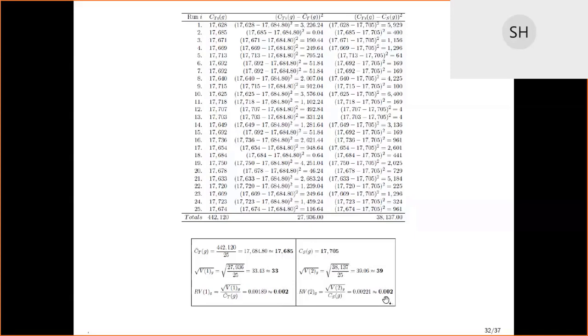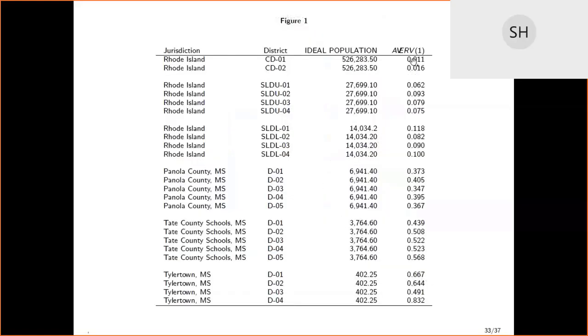So this is just for one demographic group. In each table, we look at 20 different demographic groups. So we take the average of those 20 relative variations, and that's what's reported here in this particular table. So for Rhode Island, there are 2 districts. The population is that size. The average relative variations are here.